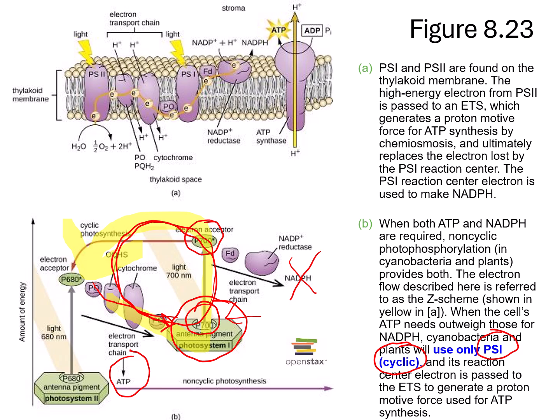So this is used when ATP demand is higher than NADPH demand. And a key contrast is that cyclic produces ATP only, versus non-cyclic photophosphorylation, which generates ATP, NADPH, and oxygen if it's oxygenic.